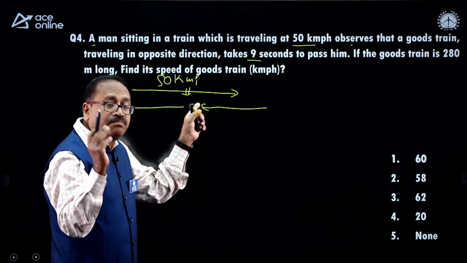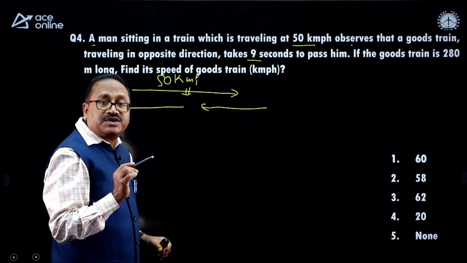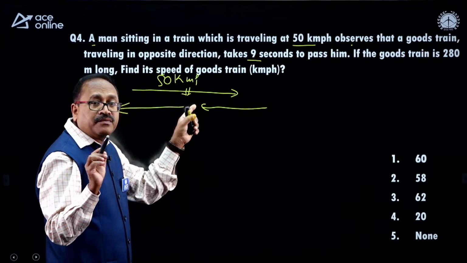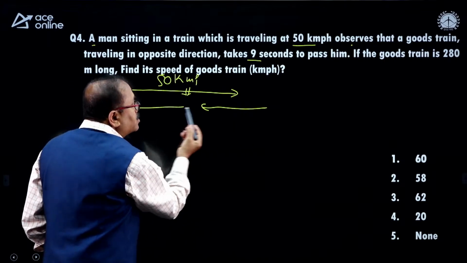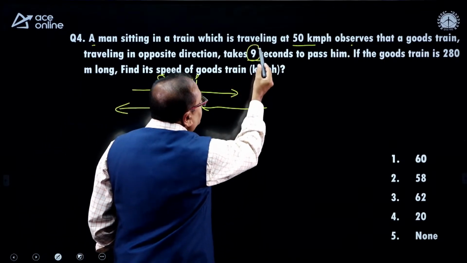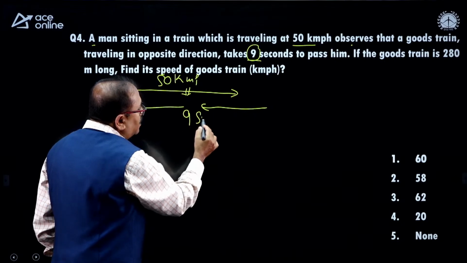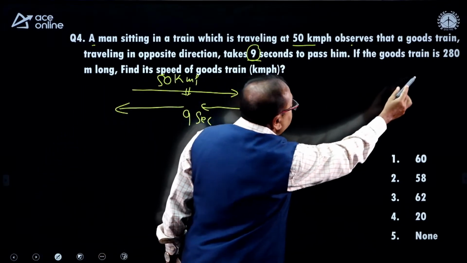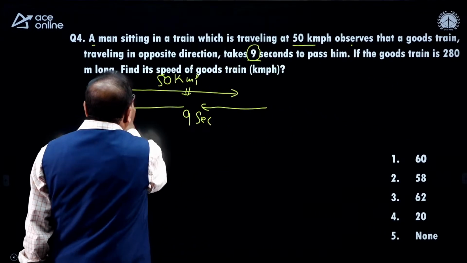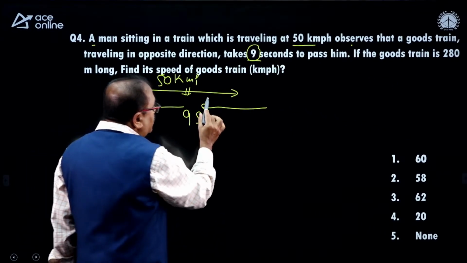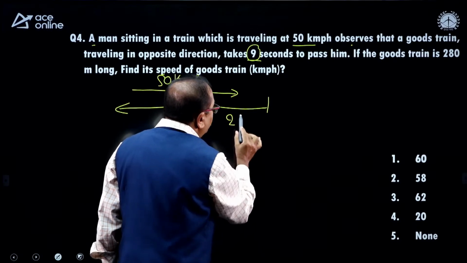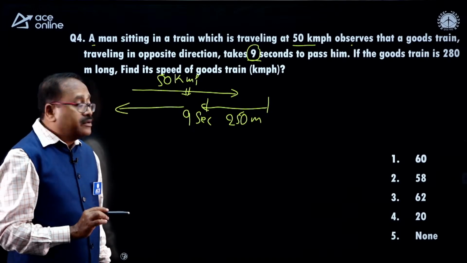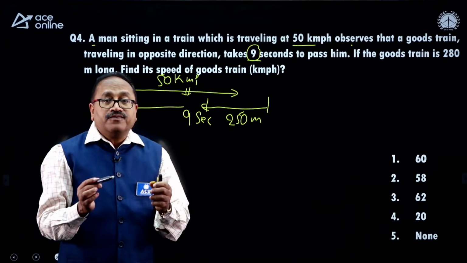So the goods train is crossing a point of the first train. And how much time does it take to cross its own length? 9 seconds. Is it right? I am just writing the facts which are given in the question. Now, if the goods train is 250 meters long, what is the length of this goods train? 250 meters. That's what is said. Then, find the speed of the goods train.